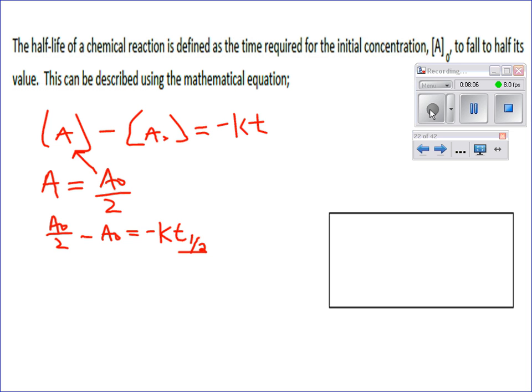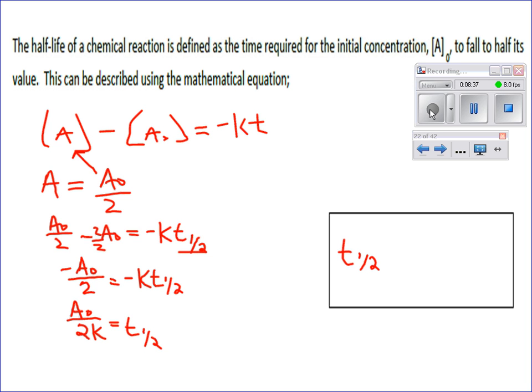So I'm going to make this a half-life equation and isolate that t 1/2. But before I can do that, I've got to simplify the left side. This is also 2 over 2, right? So what is this left side actually? Negative A naught over 2 is equal to negative k t 1/2. If I divide each side by negative k, A naught over 2k is equal to t 1/2. So that's my zero order half-life equation. Do not memorize this one.